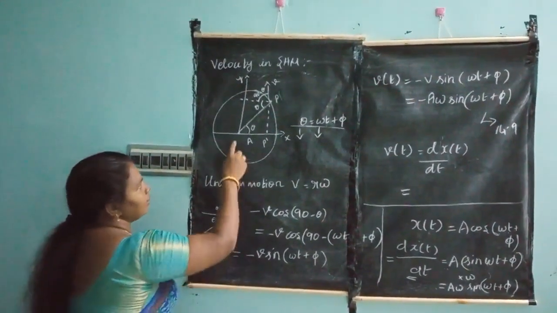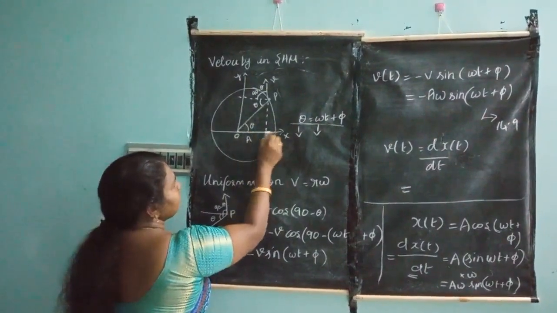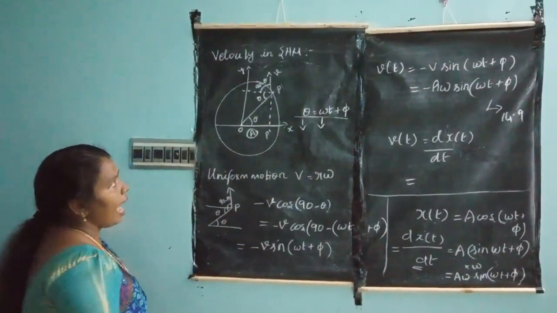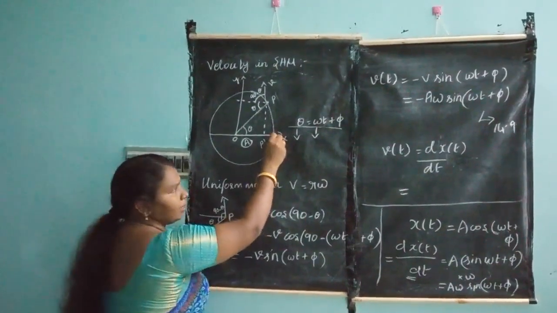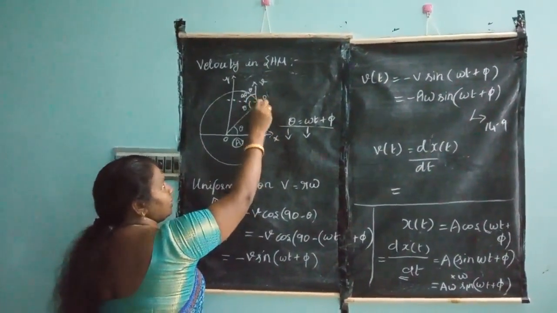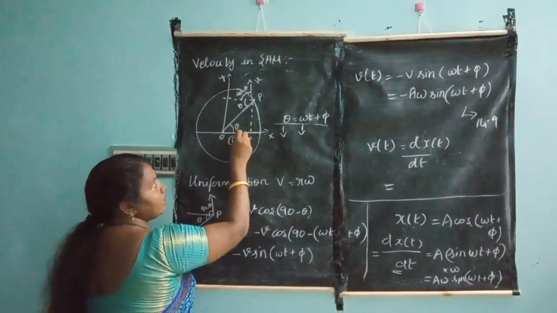Let us consider this is the center point, and this radius is A. I am taking a circle of radius A, and the particle is at the start at time t equal to 0. Now the particle is moving to a particular position, see, this is the particular position. So it makes an angular displacement theta.